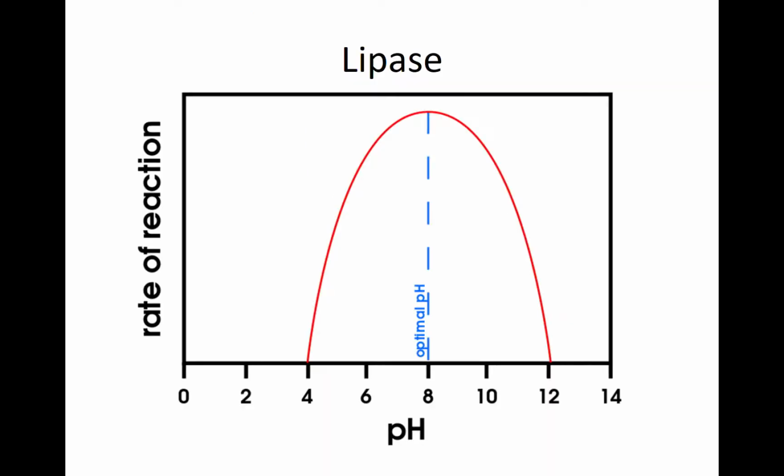Here we see the graph showing that the peak for optimum pH is at pH 8.